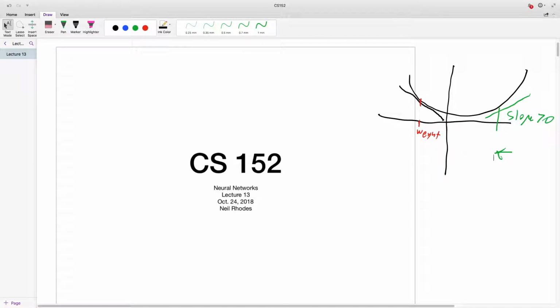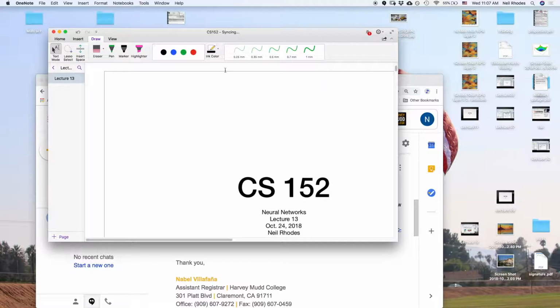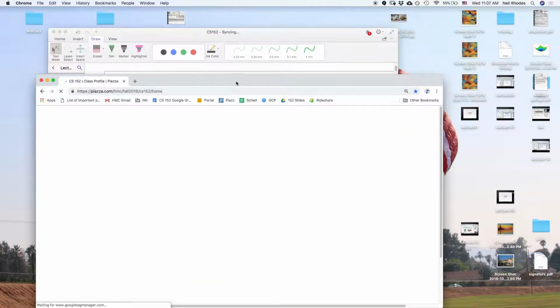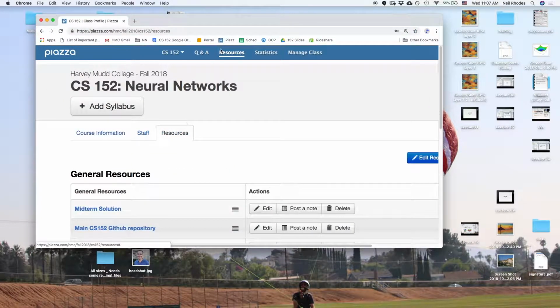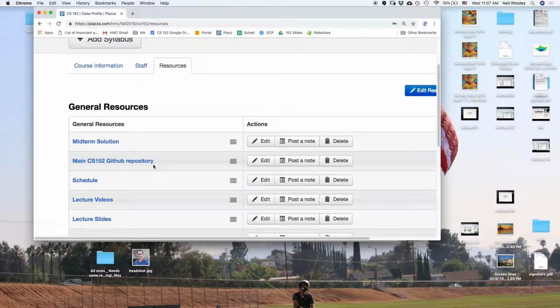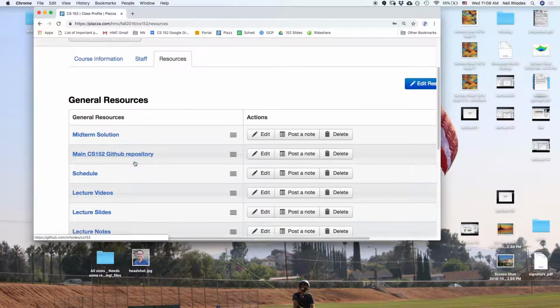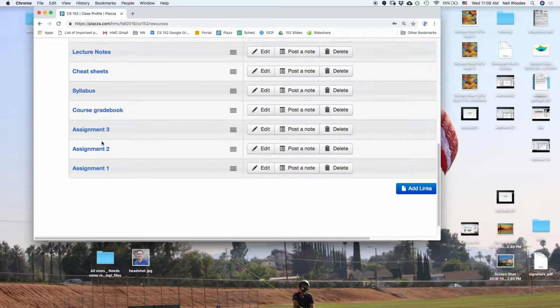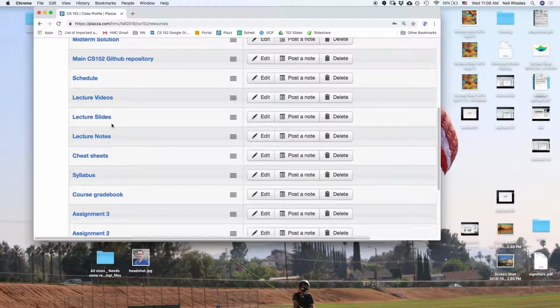There was a request for consolidating resources, that there was no one single collective site where everything is. So here's what I did. Piazza is now the one place where everything either is or points from. Okay, so there are still things in Google Docs, there are still GitHub and so on, but let's go ahead and just take a look at that. And if I'm missing any resources, please let me know. So basically the resources has everything, like, here's the midterm solution, our main GitHub repository, every one of our assignments, a link to the course gradebook, the videos, the slides, the notes. So if I'm missing anything, please let me know, and I'll be happy to add it there so that you have one place, because I can understand that's a problem.